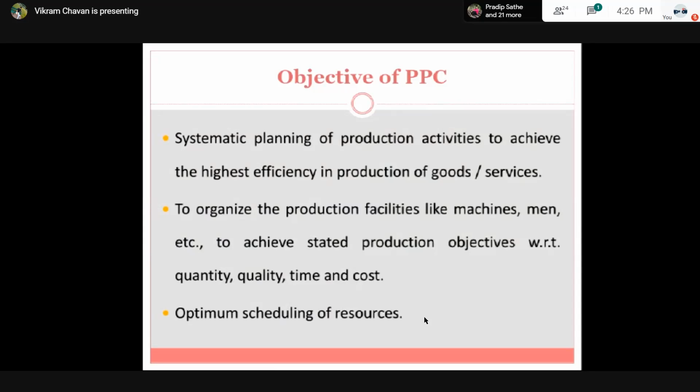Then optimum scheduling of resources. Scheduling means what? Providing the load to the machine and to the worker, and consuming the resources for that particular machine. So optimum scheduling means appropriate load should be distributed to each and every machine and each and every worker, so that it will provide the highest efficiency. So optimum scheduling of resources is the objective of production planning and control.